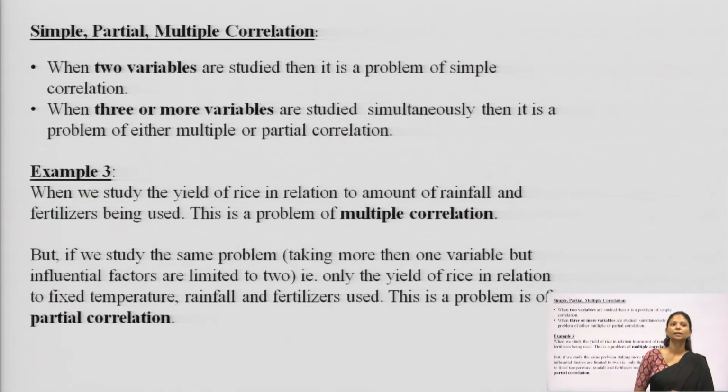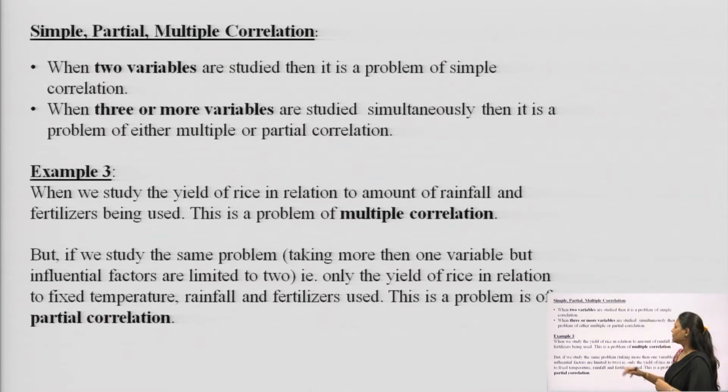The next says simple, partial and multiple correlation, where two variables are studied, then it is a problem of simple correlation. When we are talking about only two variables, that is price and demand. If we take an example of only price and demand of onion, then this is called a simple correlation. When two or more variables are studied for the same product simultaneously, then it is a problem for either a multiple correlation or a partial correlation.